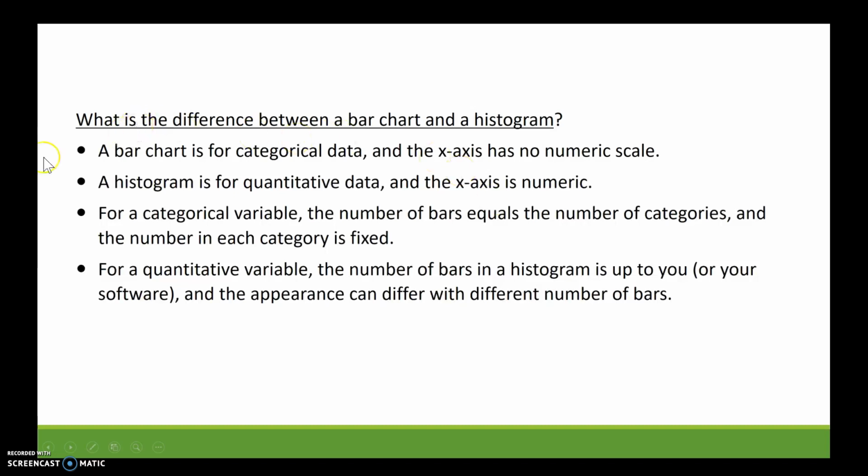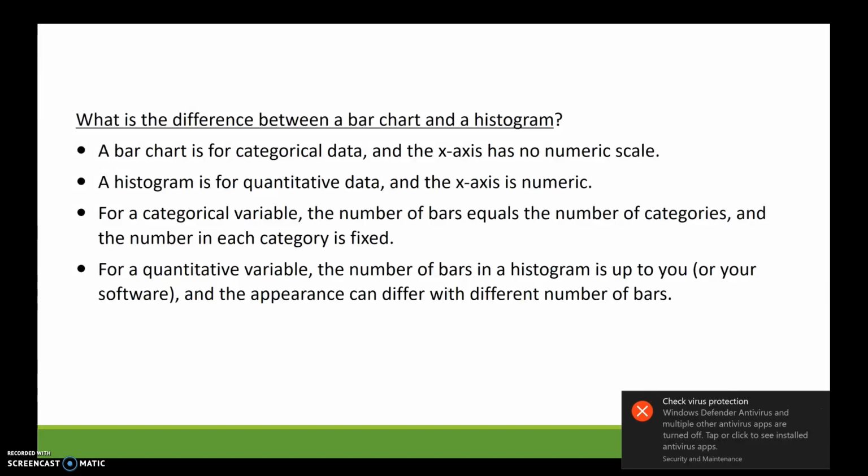The biggest difference is that we make bar charts for categorical data and histograms for quantitative data. The other visual difference is that for a histogram, the bars touch, whereas in a bar chart, they are separated. So that's the difference between a bar chart and a histogram, and they do look fairly similar.